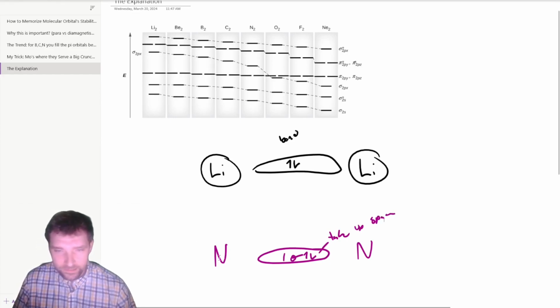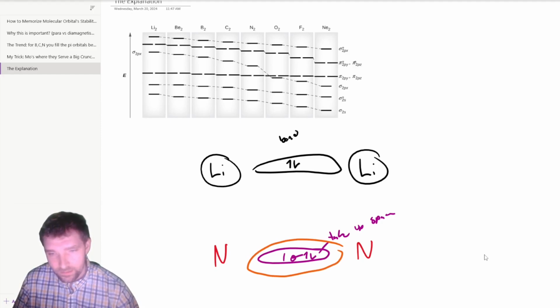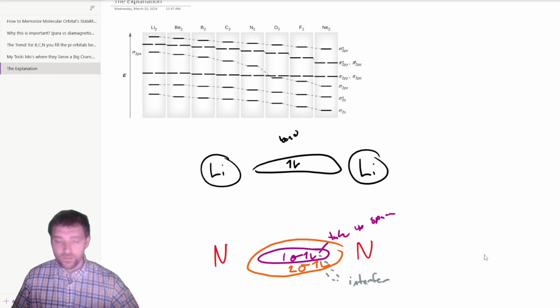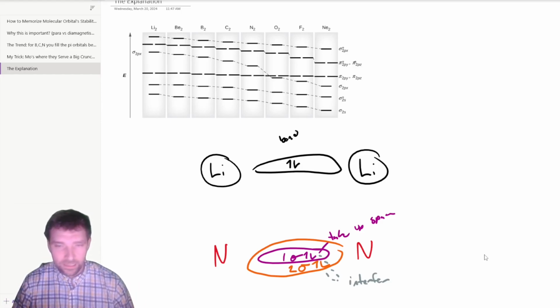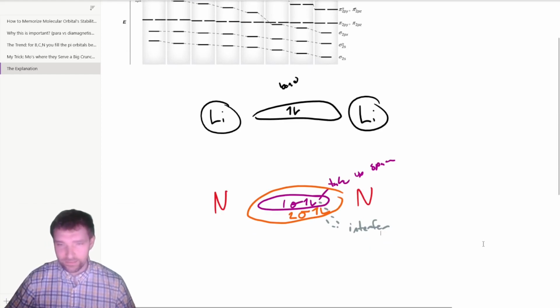which is gonna cause us an issue because in addition to that, we've got another pi orbital present. So if we have our 1 sigma, we're also going to have a 2 sigma that also has 2 electrons, and these are going to interfere with each other. So if we can have that interference go down, then 2 pi is going to be stable.